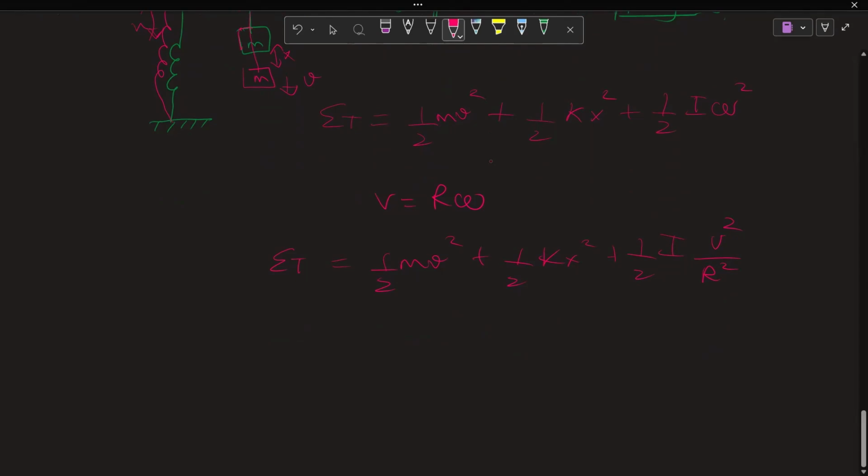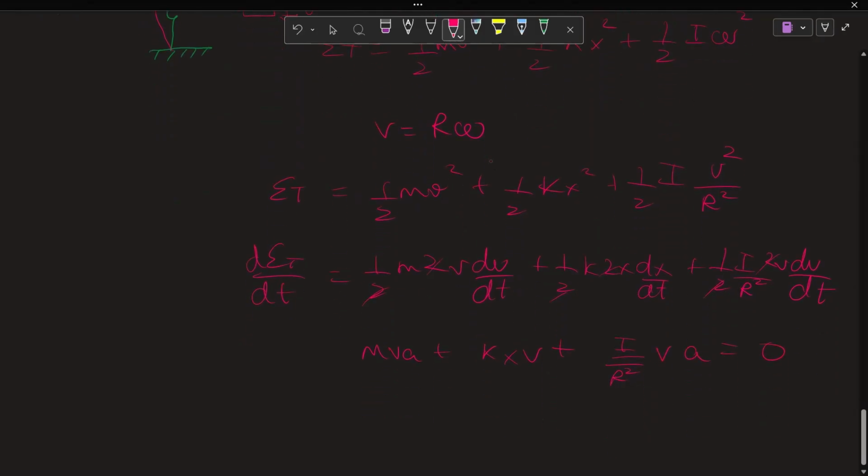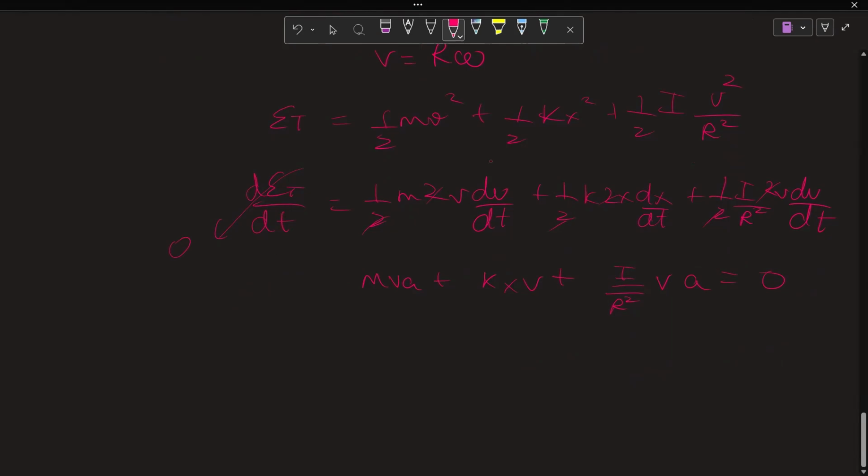So we can just differentiate it. dE/dt is equal to half m 2v dv/dt plus half k 2x dx/dt plus half I by r square 2v dv/dt. 2 cancels out everywhere. mva plus kxv plus I by R square into v into a equals 0, because this is 0. Yes, that's what the theory says.